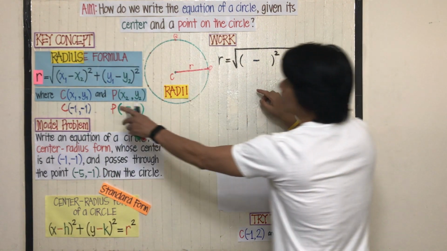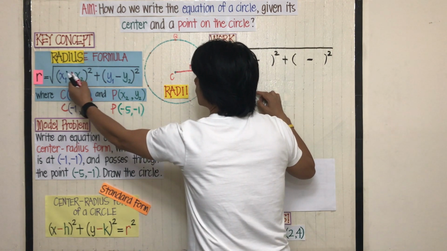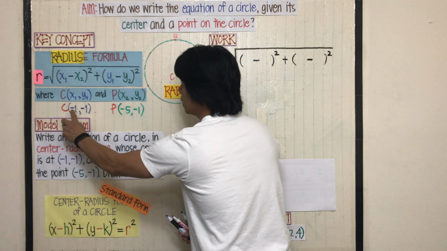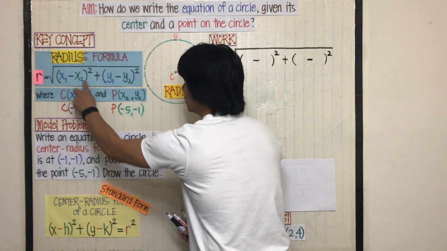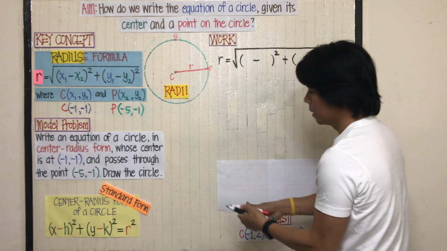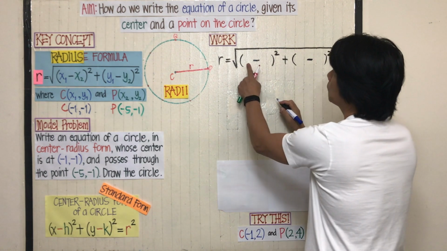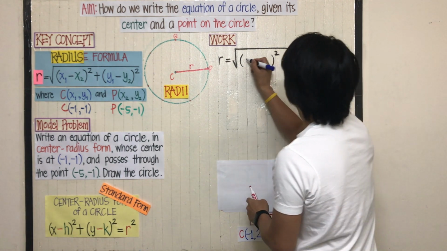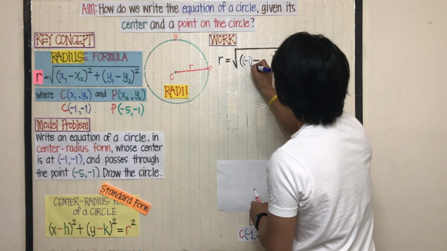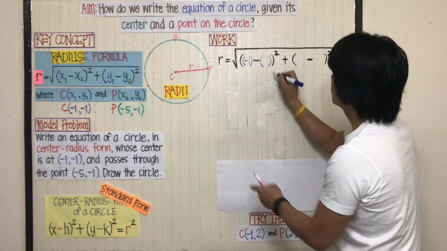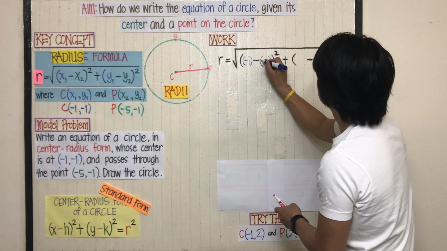Now, using that formula, x sub 1 minus x sub 2. What is our x sub 1? X sub 1 is -1. X sub 2 is -5. So we just simply direct substitute. This is for the spot of x sub 1, which is -1. And this is x sub 2, which is -5.